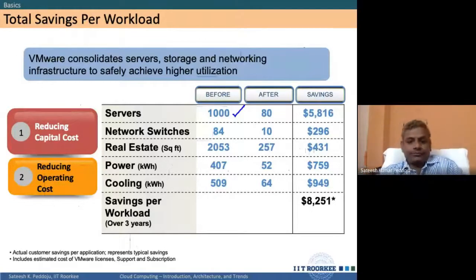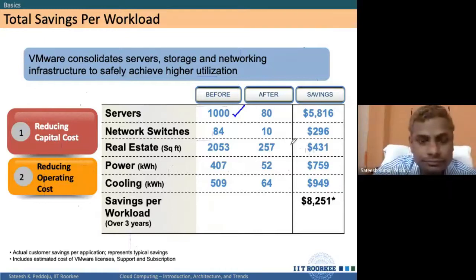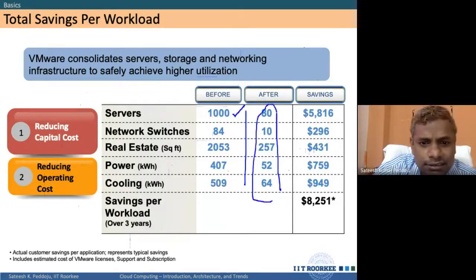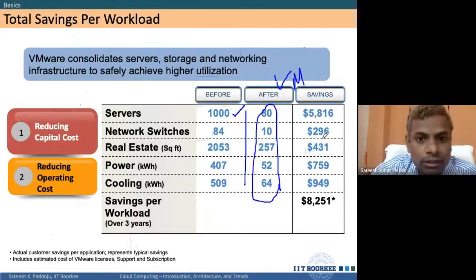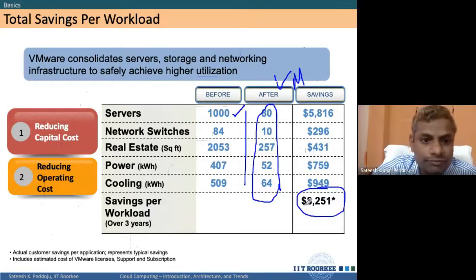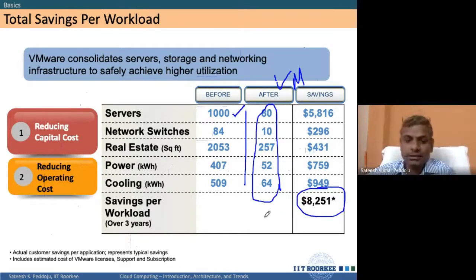So moving forward. If you see these statistics here, you can see that there is a substantial decrease in the requirements after I use virtualization in my computing systems. And not only that, it of course reduces the cost. This is the major advantage. Reduction of cost is one of the major advantages. And the second important advantage is the power requirements and cooling.